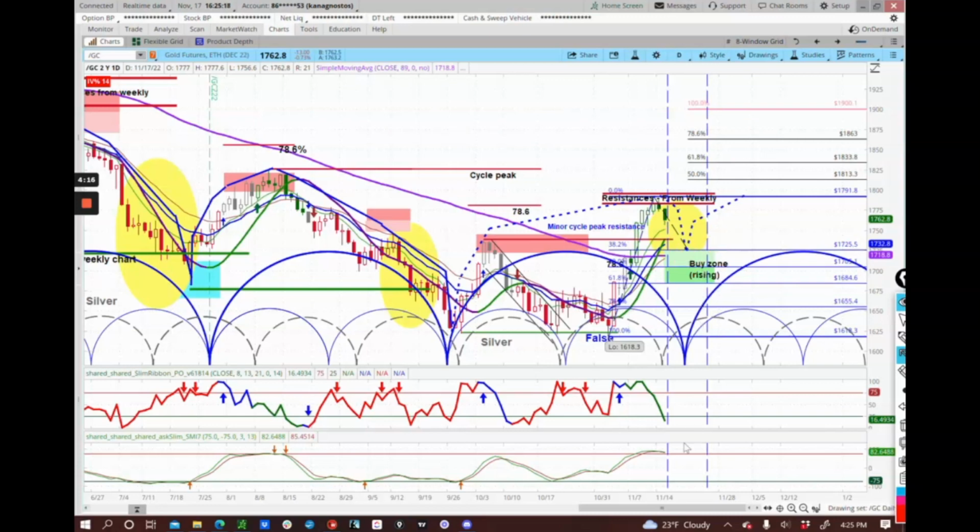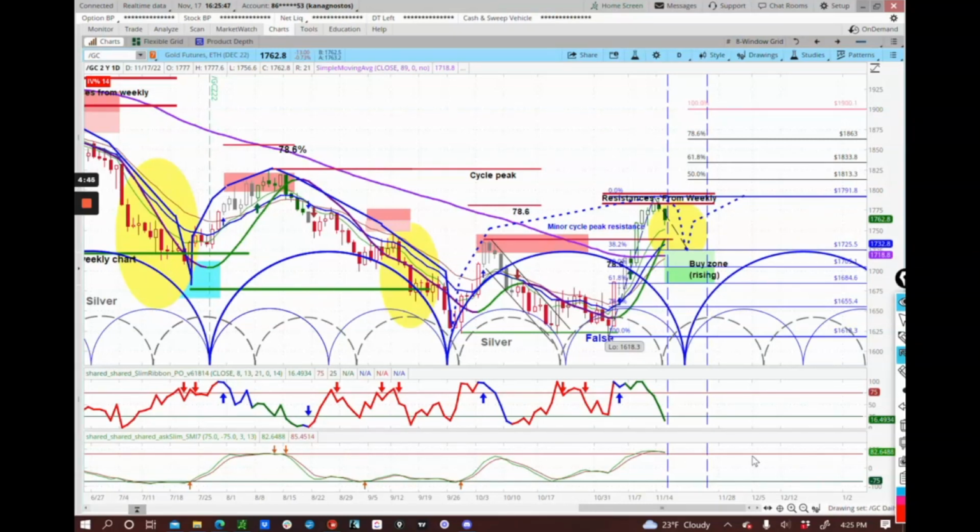Now we can use the slim ribbon PO down here for a signal. If momentum remains positive during the retracement and then price turns up, we may get a momentum continuation signal to the upside. We could also use the lower time frame charts, such as the 2-hour chart. Currently, momentum is negative on that chart, so we could watch for it to turn positive again, and that would set up a possible long side entry in gold futures.